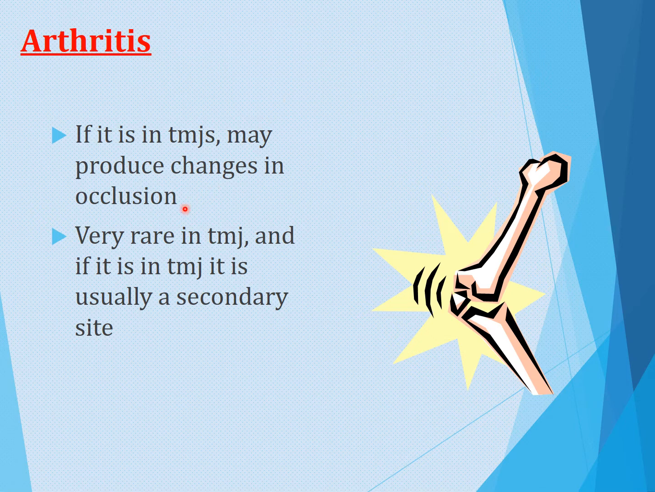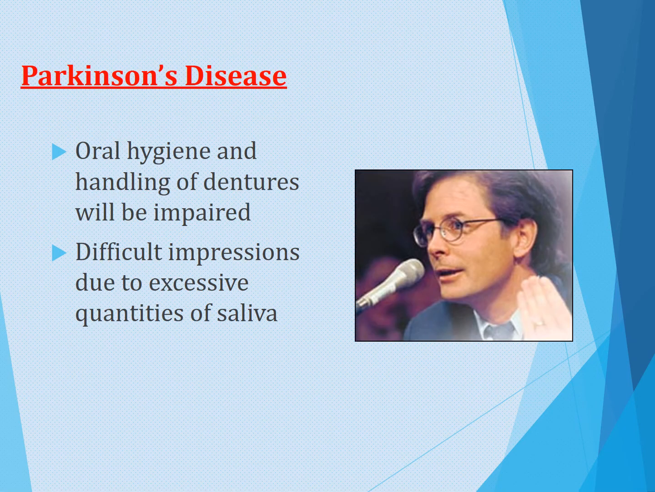Arthritis is seen commonly in old patients. It can also involve the TMJ, guys, so it may produce changes during occlusion, but it is quite rare in the TMJ. If it is there, it would be a secondary site, not a primary site. It's more on the joints, guys. So you have to know where to seat the patient and how to manage the patient.